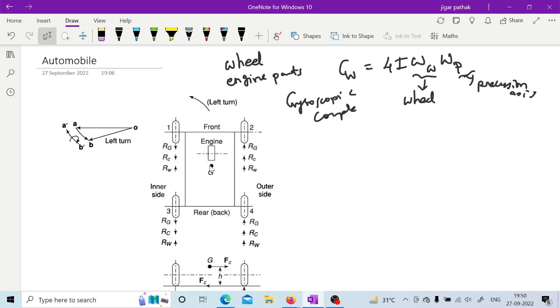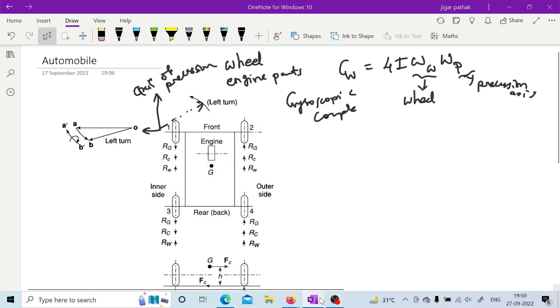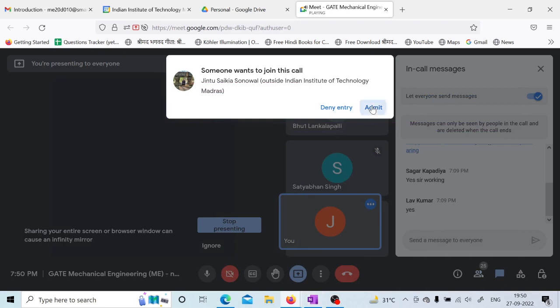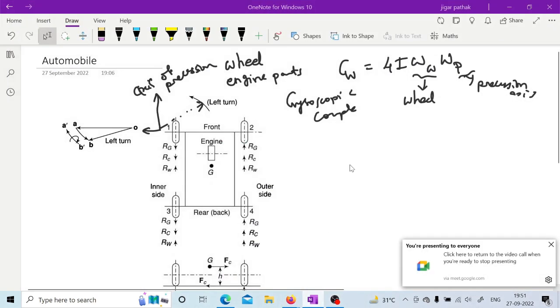It means this vehicle has this axis of spin, let us say, and there must be a certain axis, right, about which it is taking this turn. So there will be some radius to the center of this axis through which it is taking the turn. So this will be the axis of precession in that case, and it will have some capital radius R, let us say.